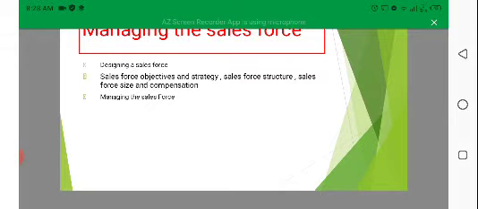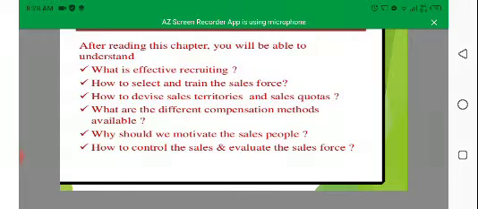So the objective of this course, or after reading this chapter, is that you will understand what is effective recruiting, how to select and train the sales force, how to devise sales strategies and sales quotas. What are the different compensation methods available? Why should we motivate the sales force, and how to control the sales and evaluate the sales force? These are the outcomes for the whole chapter, and these are divided into three parts.